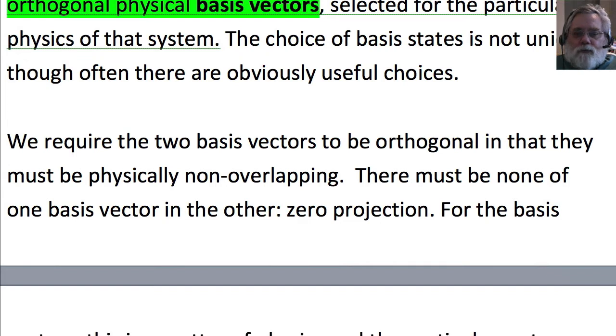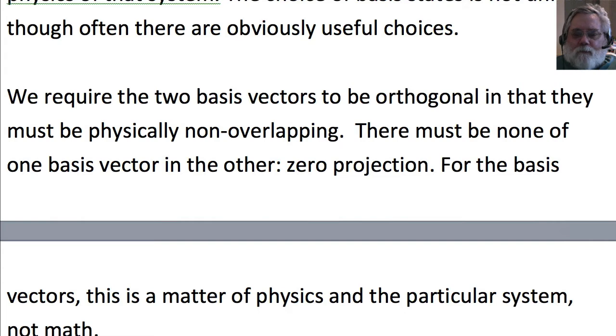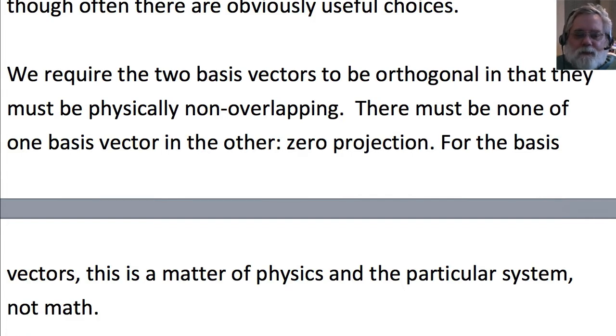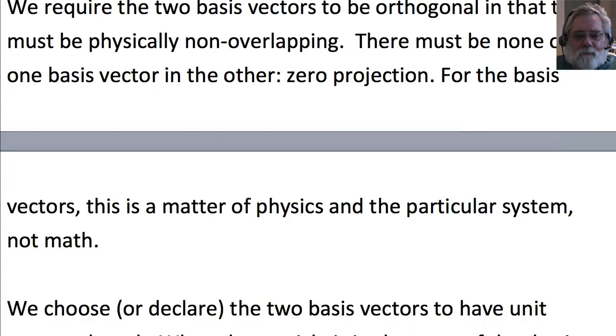We require the two basis vectors to be orthogonal in that they must be physically non-overlapping. There must be none of one basis vector in the other, which is to say there must be zero projection from one to the other. For the basis vectors, this is a matter of physics and the particular system, not math.